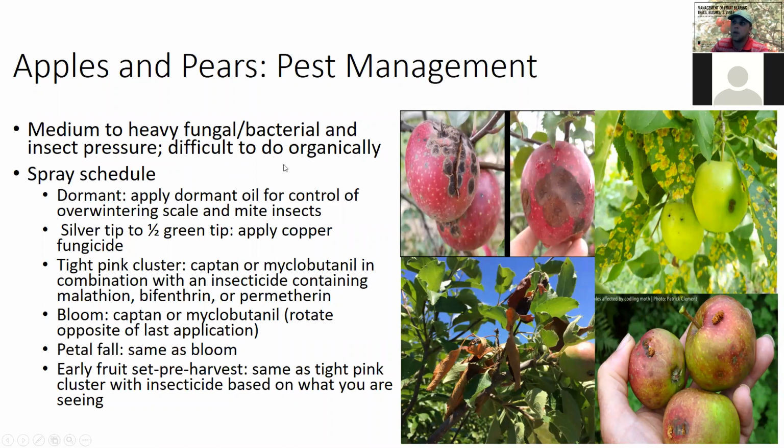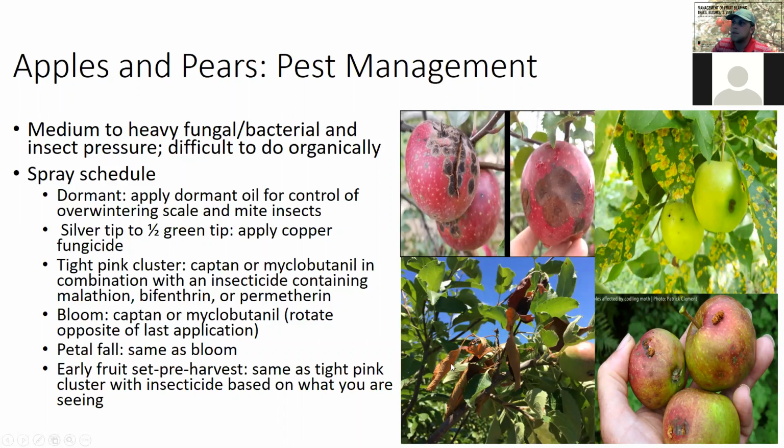It's difficult to do organically. Just a few of the main diseases we deal with here: this is apple scab, bitter rot here, cedar apple rust. This is one I see a lot around here, even on crab apples and things like that, ornamentals. And you've got fruit moth damage on fruit there.